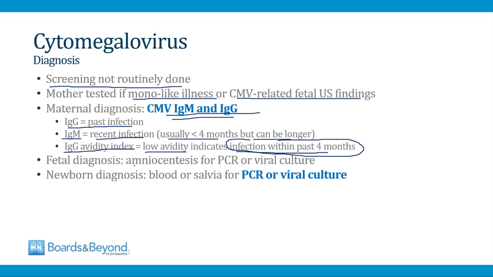If you think a mother may have developed symptomatic CMV infection during pregnancy and may have transmitted it to the fetus, the only way to truly know is to do an amniocentesis and send a sample to the lab for PCR testing to identify viral DNA or for a viral culture. And then testing can also be done in the baby after birth. This is done through a sample of blood or saliva sent to the lab for PCR or viral culture.